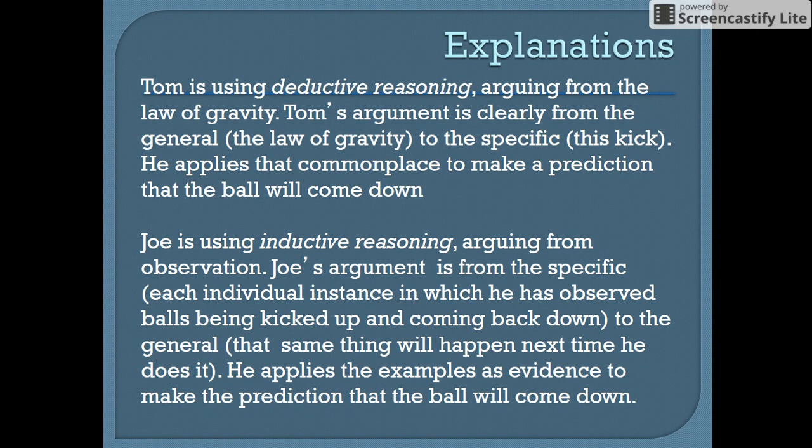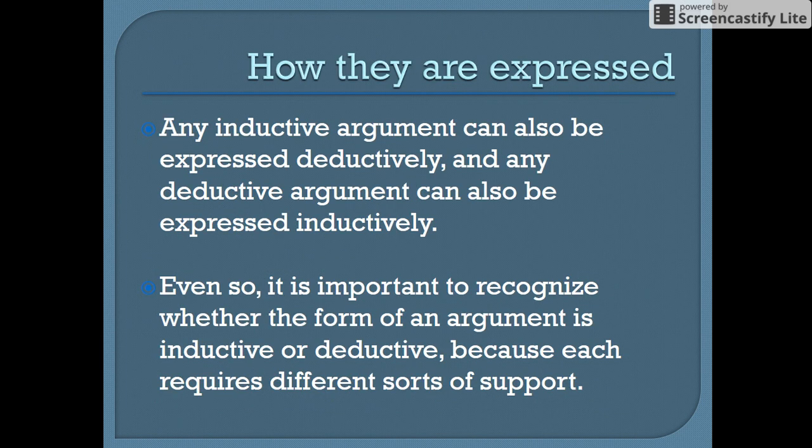Joe, on the other hand, uses inductive reasoning. He argues from his observation. His argument is from the specific, the individual instances that he's observing, to the general. The same thing is going to happen the next time that he does it. He applies the examples as evidence to make the prediction that the ball will come down. Again, they come to the same conclusion, but they go at it from different ways.